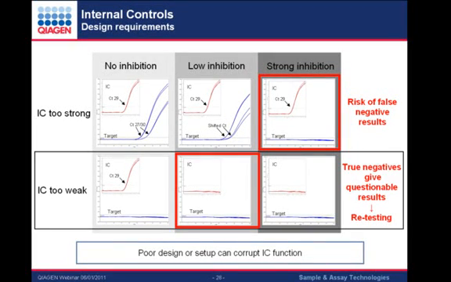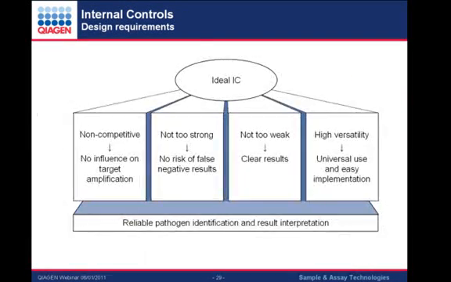The consequence is that many true negative samples would give questionable results, meaning that all these samples need to be retested. So as you can see, the IC design is very important because poor design can corrupt the functional quality of the internal control.